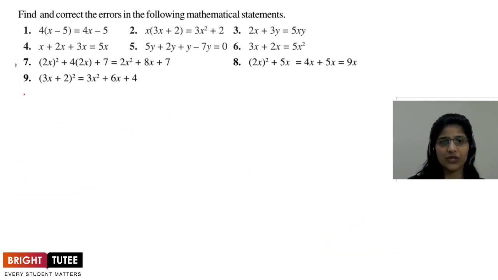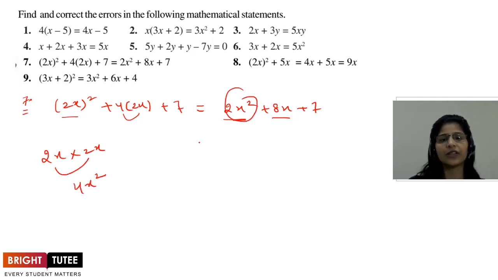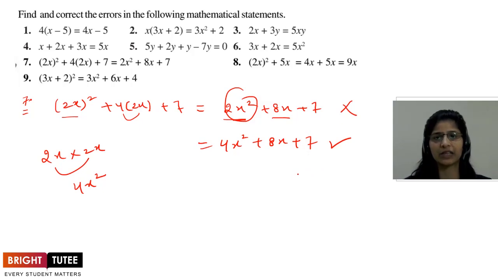So in the 7th question, what is given to us? We are given (2x) whole square plus 4 into (2x plus 7) and they're saying that this is equal to 2x square plus 8x plus 7. Is this correct? They have multiplied 4 with 2x. That is correctly done. (2x) whole square, they're writing 2x square. That is wrong because (2x) whole square means 2x into 2x and that gives us 4x square. So instead of it, what should come? 4x square plus 8x plus 7. This is the correct statement that we have to give.